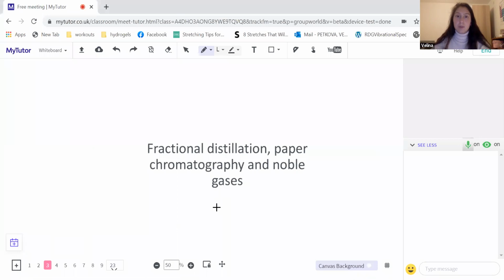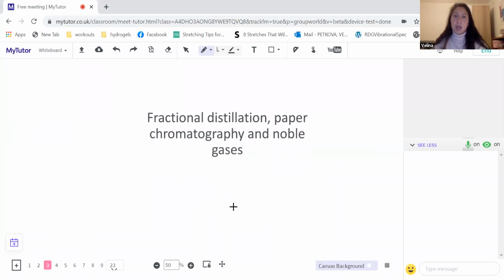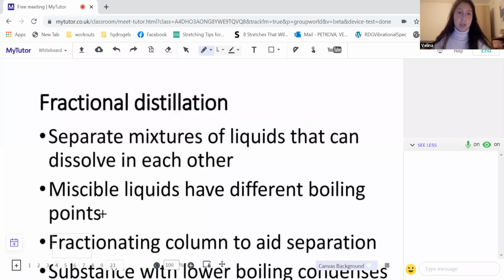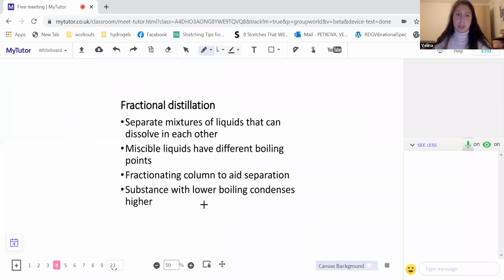Okay, so now let's move on to our topic for the day. So fractional distillation, paper chromatography, and noble gases. So we met distillation yesterday, right? And some of you are very well aware of fractional distillation. So distillation, the one we did yesterday, is just simple. With fractional distillation, we're separating. So yesterday, we were separating a solution, right? We had salt dissolved in water, and we wanted back this solid. So that's why we just evaporated our liquid, and that was fine.